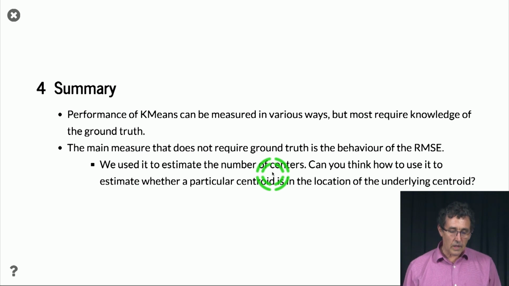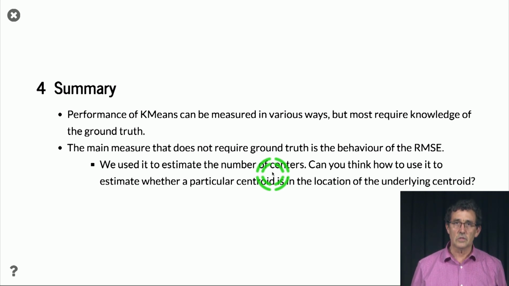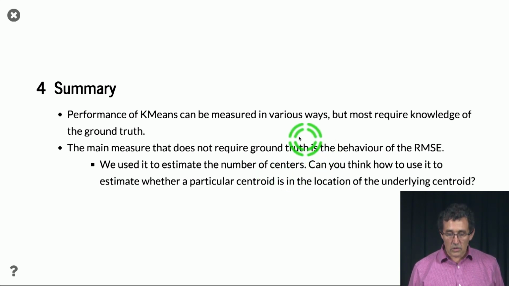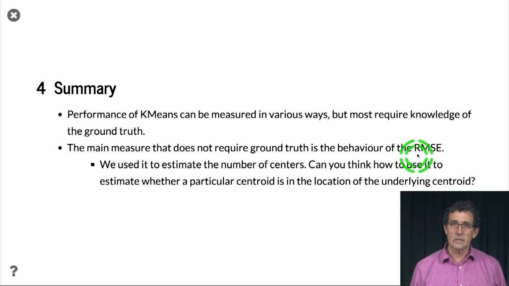Okay, so to summarize, we can measure the performance in various ways, but most ways require knowledge of the ground truth. So we know how the data was generated and we're trying to recover that. And that's almost never the case when we want to use k-means. So the only measure that stays with us even when we don't know the ground truth is the behavior of the RMSE. Okay? And we showed you how to use the RMSE to estimate the number of centers.